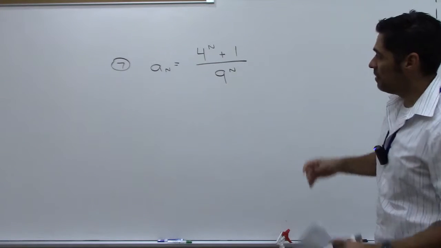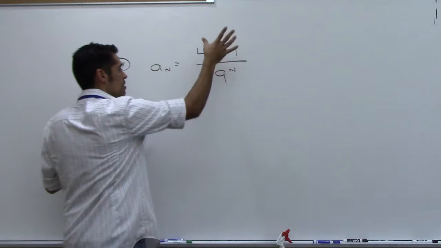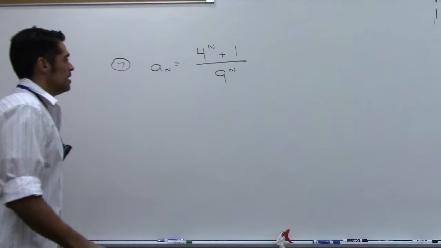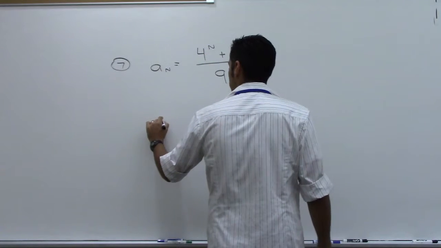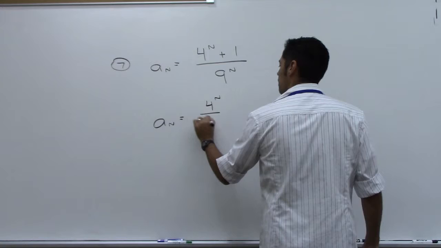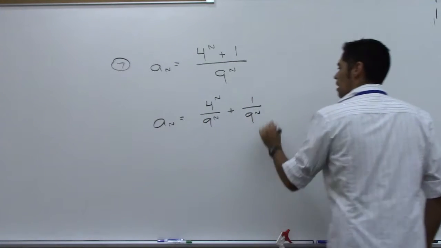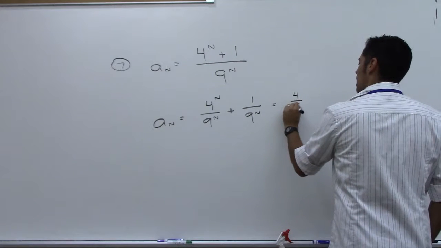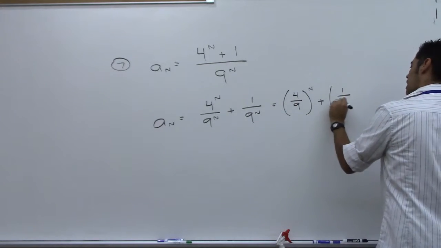So if we're trying to figure out if this converges or diverges, you let n go to infinity, the top gets huge, the bottom gets huge. And so you might be thinking of some sort of L'Hopital's rule or something, but I'm just going to do something a little easier. I'm going to split this into 2 fractions. And that really equals 4/9 to the n plus 1/9 to the n.